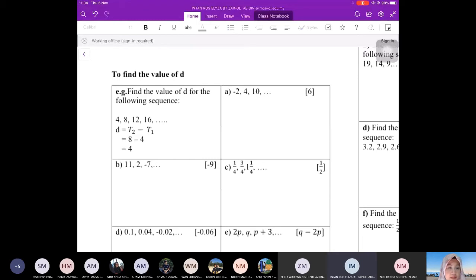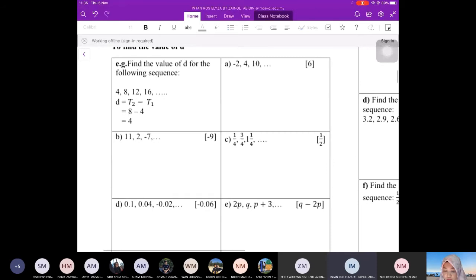So for this case, d, because there are many terms, which one do you choose? You know d has many formulas, what minus what. Which one would you choose as the best one? Do T3 minus T2 or T2 minus T3? What do you think? Which one should you use?